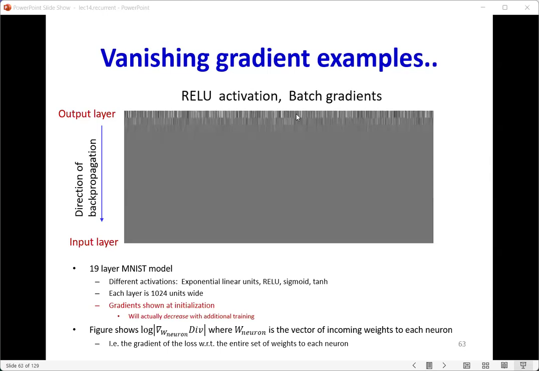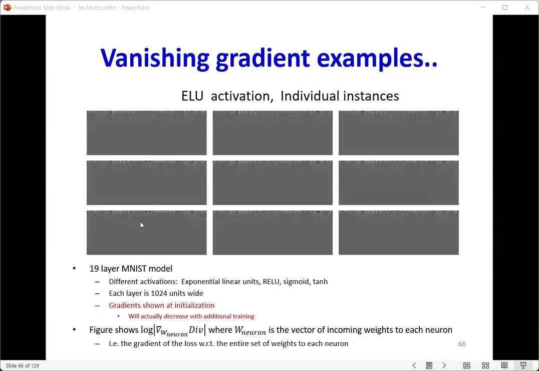This is for ELU activations. This is for ReLU. You can see that ELU activations maintain gradients for longer than ReLUs. For sigmoids, the derivatives vanish even more quickly. Tanh is slightly better than sigmoids, but not very much. This is for an entire batch. If I look at individual instances, I see much the same pattern.